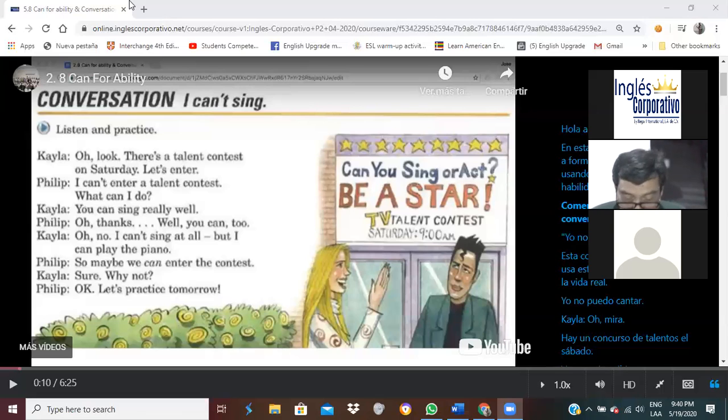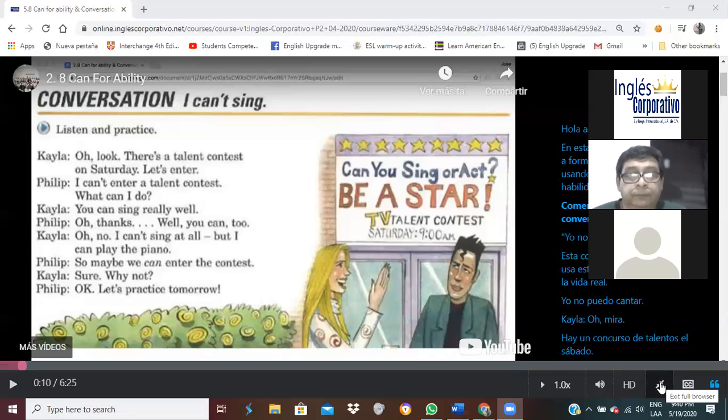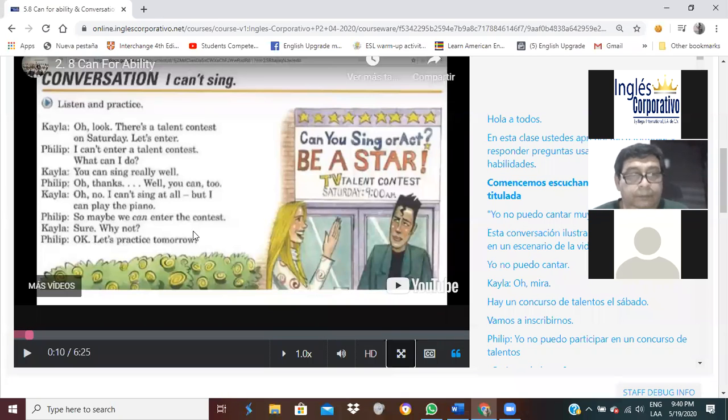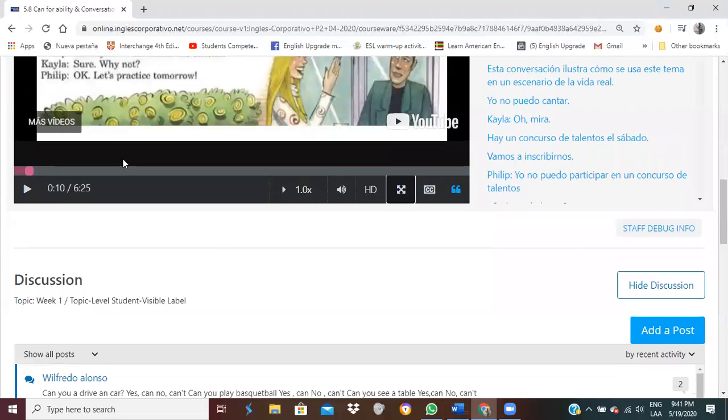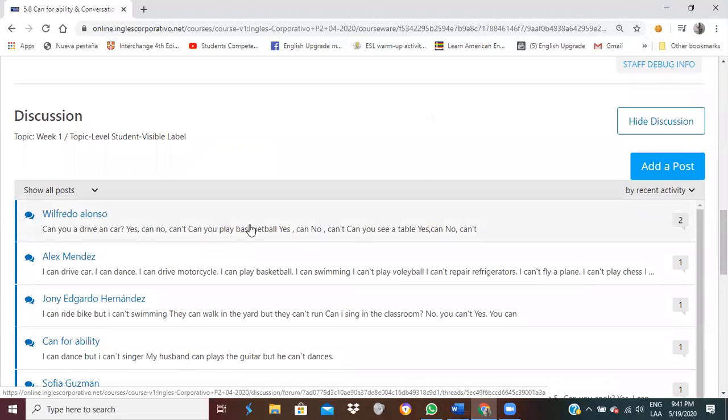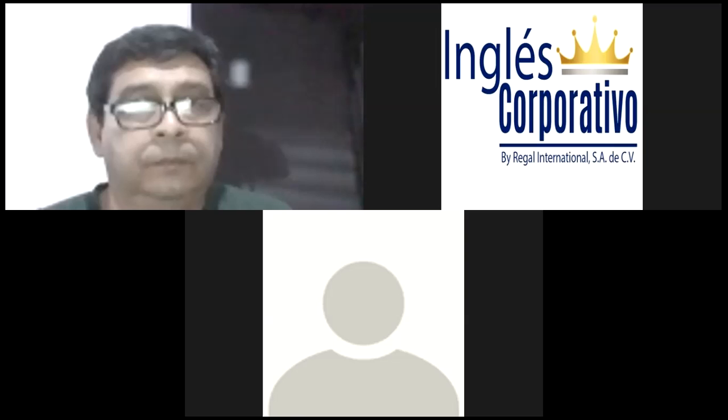Okay, ahora lo que vamos a hacer acá, en esta parte de aquí, van a escribir un diálogo similar a este. Le pueden cambiar, en vez de Saturday, le puede poner Friday. En vez de sing, le puede poner dance. En vez de piano, le puede poner guitar. En vez de tomorrow, le puede decir la próxima semana, next week. ¿Ok? Van a escribir un diálogo similar a este acá abajo en el discussion forum. Tiene 10 minutos. Starting now.